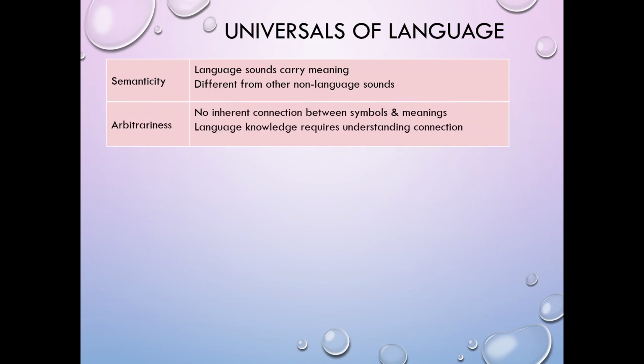Arbitrariness. There is no inherent connection between the symbols of the language and their meanings. I keep saying natural languages because in natural languages, those that have emerged organically within the ethnic group or the culture, there really is no inherent connection between the symbols and their meanings. Knowing the language is what enables you to understand the connection between the sounds and what they're referring to.